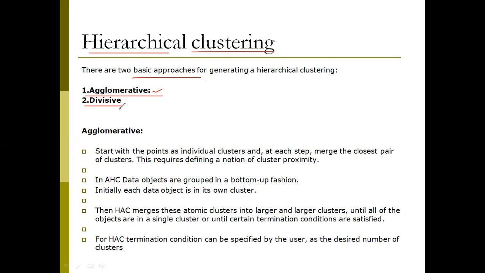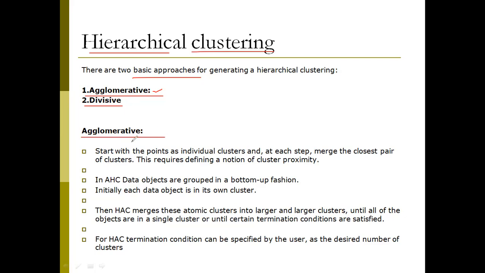We are in hierarchical clustering. There are two basic approaches in hierarchical clustering. The first one is agglomerative hierarchical clustering. The second one is divisive hierarchical clustering. Let us discuss them one by one. What is agglomerative hierarchical clustering?